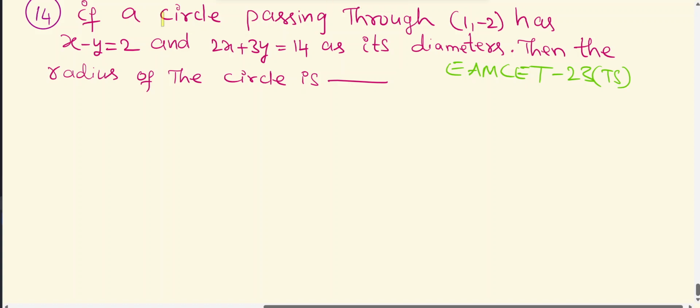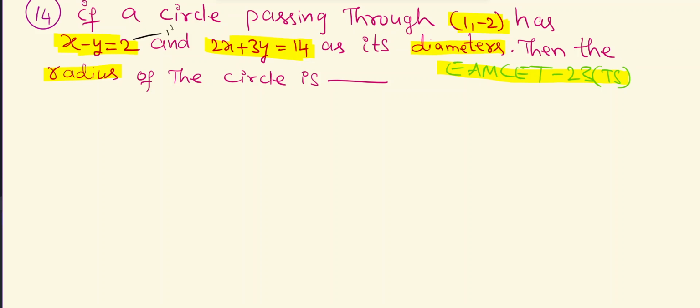This is the 14th question from circles, EAPCET 23 TS. If a circle passing through the point (1, minus 2) has x minus y is equal to 2 and 2x plus 3y is equal to 14 as its diameters, then find the radius of the circle. Here these two lines are given as diameters. Diameter means it passes through the center of the circle. So solving the two equations we get the center of the circle.